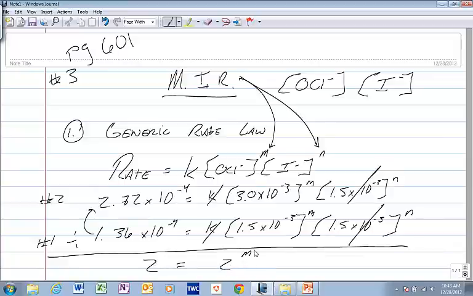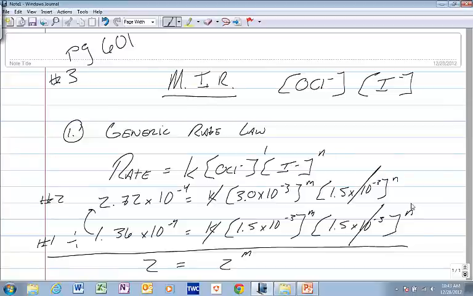Now we can ask ourselves, what does 2 have to be raised to in order to still equal 2? In other words, what could be placed for the value of m right here in order for 2 to remain the same? Hopefully we realize that that is a 1. So going back to our generic rate law, I now know the value of m. And I have to do this one more time to find the value of n.